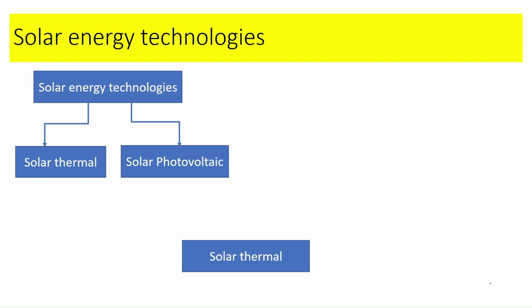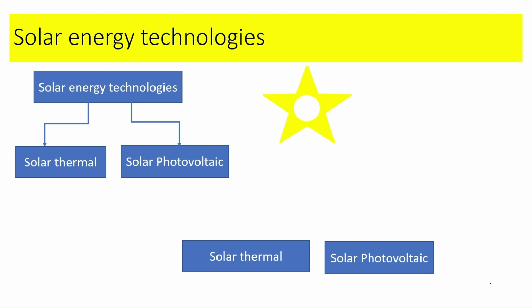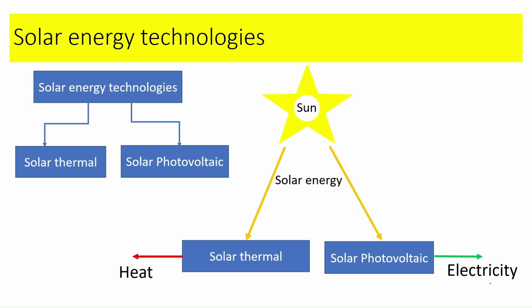So what happens broadly in solar thermal technology and solar photovoltaic technology? In solar thermal technologies, we receive solar energy and we produce heat. In solar photovoltaic technology, we receive solar energy and we directly produce electricity. So these are the two broad ways to utilize solar energy. In the subsequent discussions, I will only focus on solar thermal technologies.